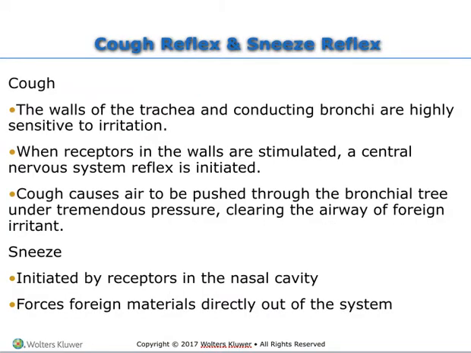So a little bit more about the cough and sneeze reflexes. The walls of the trachea and bronchi are very sensitive to irritation, and when they are stimulated, the central nervous system reflexively coughs, and that cough causes air to be moved out of the bronchial tree with great force, thus clearing the airway of whatever is irritating it. And it's similar with the sneeze receptors. Those are in the nasal cavity, but again, it forces those materials right out of the system and hopefully diminishes the presence of any irritants.